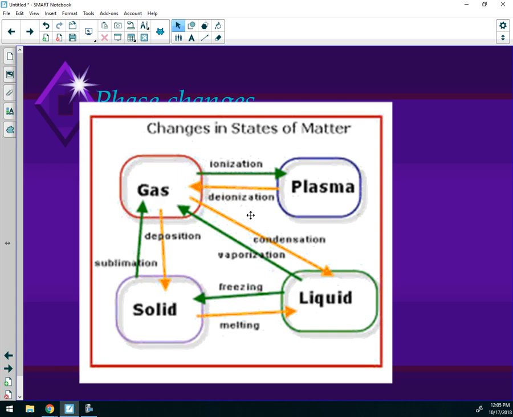Okay? All right. We have one more that I didn't mention. It's one of the least known, and it's going from gas to solid. Do you see it? Deposition. From gas to solid, deposition.